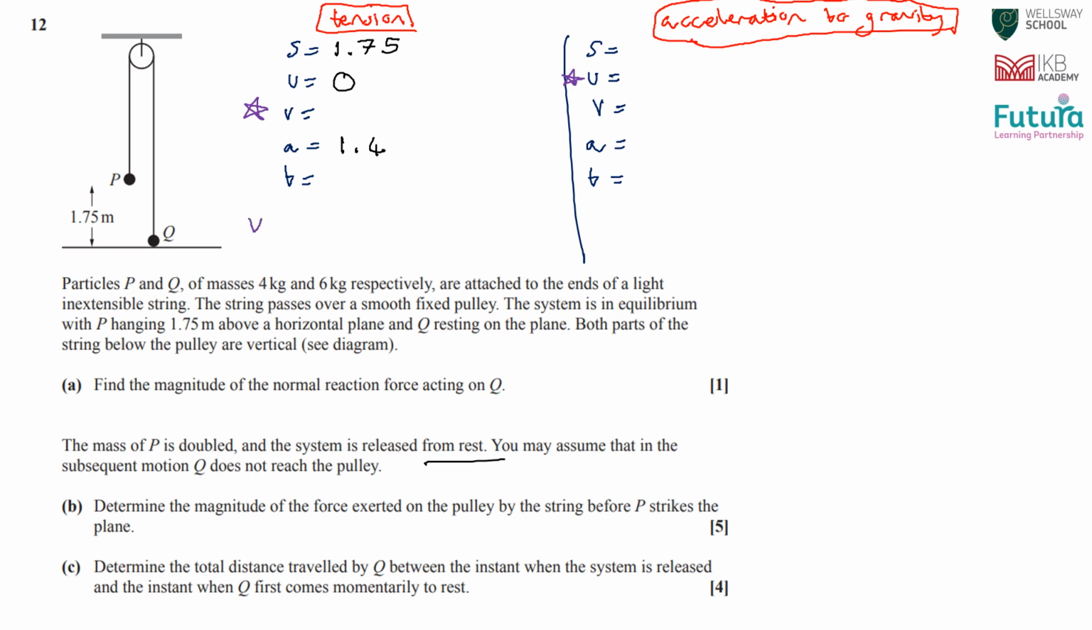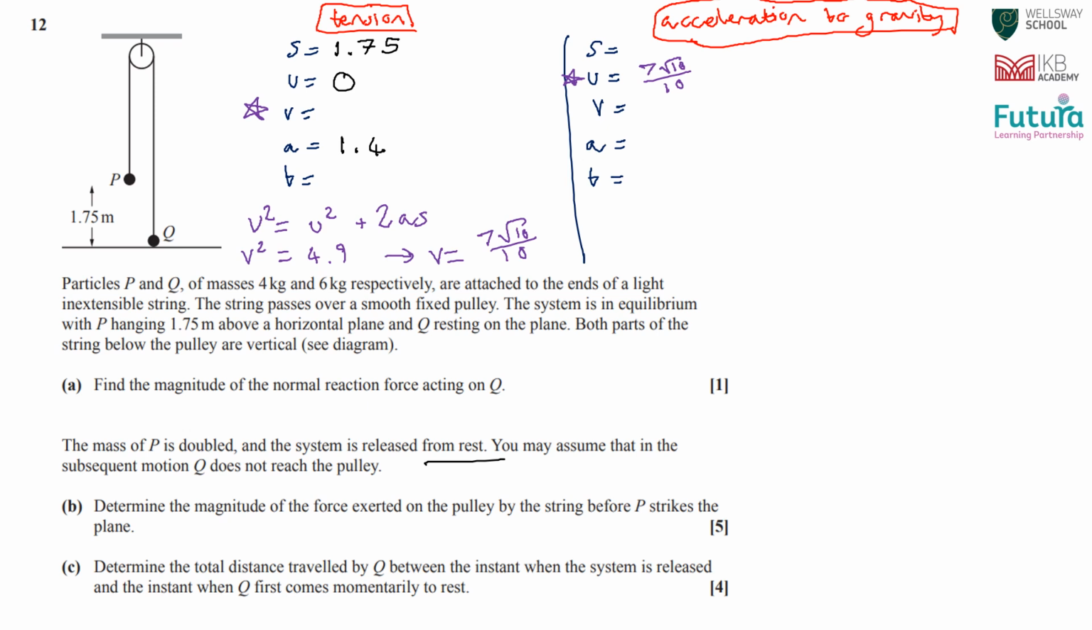To find that, I will use V squared equals U squared plus 2AS. So when I do that, I get V squared equals U squared, which is 0, plus 2 times 1.75 times 1.4. You get V squared equals 4.9, and therefore V equals, I'm going to keep this as a surd because it's slightly easier, 7 root 10 over 10. Now this is good because this is now our new starting velocity, so 7 root 10 over 10.